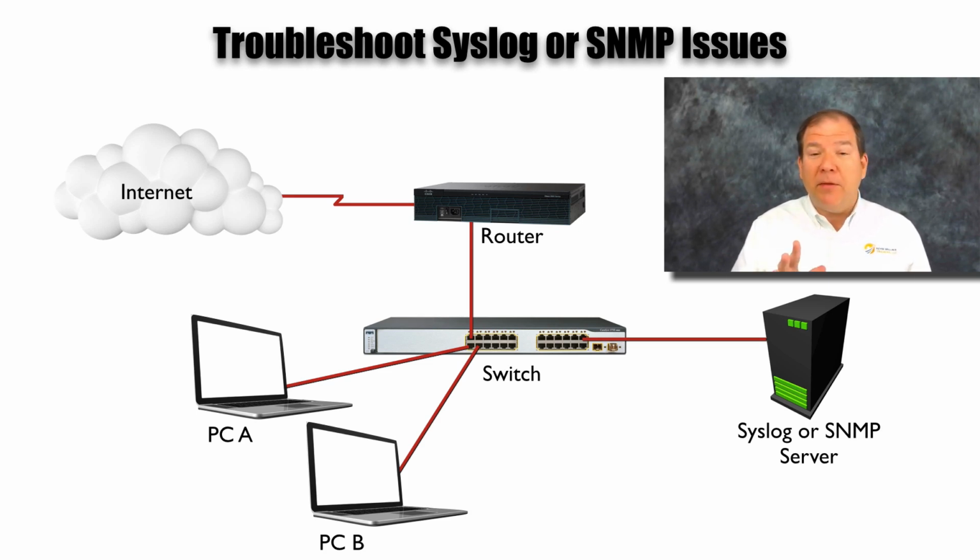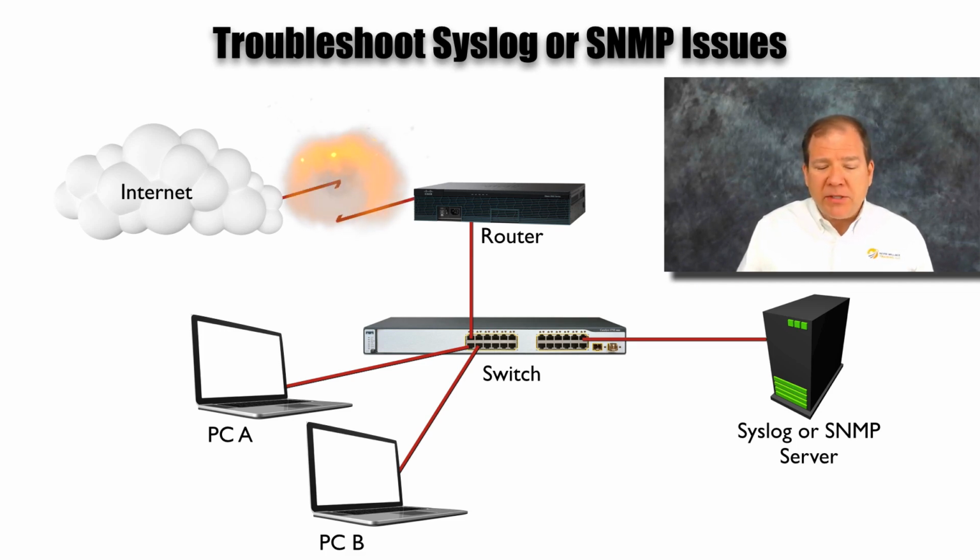Let's say, as an example, in this topology, that link between the internet and the router goes down, and we need to notify someone about that. We can send a syslog message or an SNMP message to a server. That router, if it's configured for syslog, could send a message out to a syslog server saying that this certain event happened. Or if we're enabled for an SNMP trap, we can send a trap message out to that server. And what we want to talk about in this video are some reasons why that might not happen.